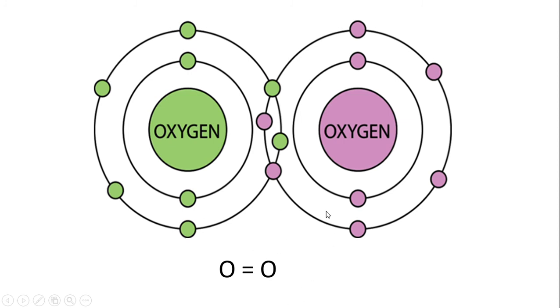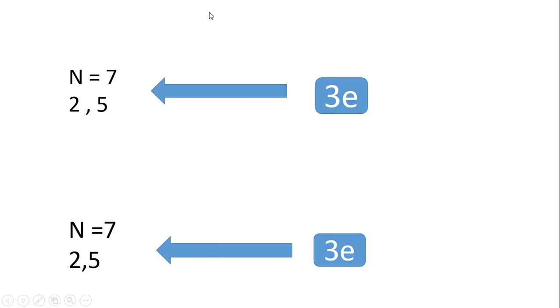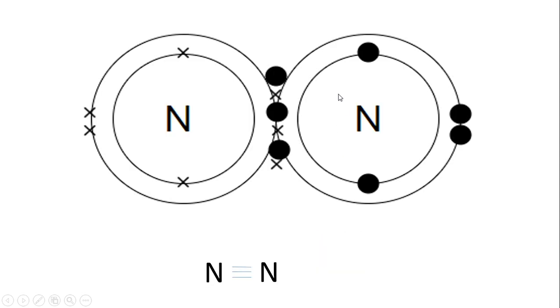If I explain another example, we all know nitrogen's atomic number is 7 and this is the way to write nitrogen's electronic configuration: 2 and 5. When we consider a nitrogen atom, nitrogen needs 3 electrons to complete its outermost electron shell, to become a stable position. So what's going on? Both nitrogen atoms get together and share 3 electron pairs between the atoms. Here, if you can see this picture, you can get a better idea.